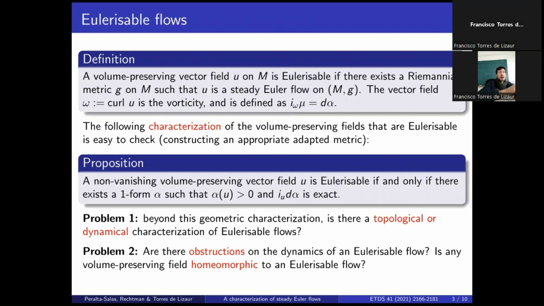So if we see them in a flow, we already can say that it's not going to be Eulerizable. So there is no chance of finding a metric that makes it a solution of a steady Euler. Or in particular, maybe the opposite is true. So maybe there is no such obstruction, and in principle, any volume preserving vector field could be homeomorphic to an Eulerizable flow. So we are going to see that that's not the case.